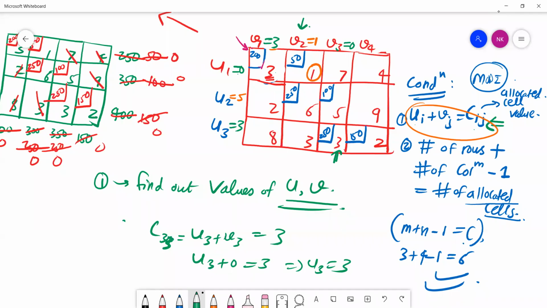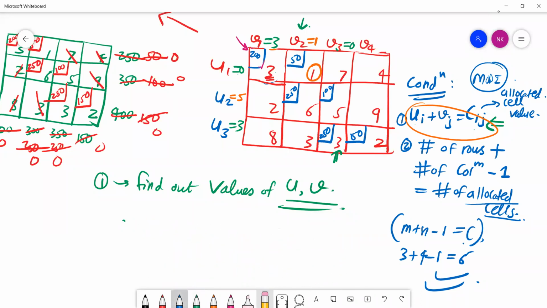And now the last value that is remaining is V4. What will be the value of V4? It's U3 plus V4 is equal to C34.